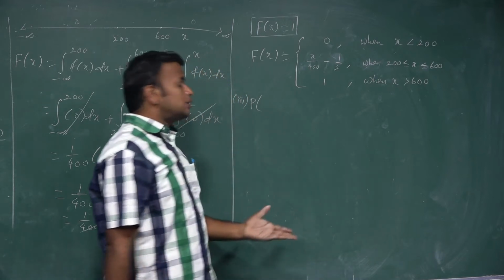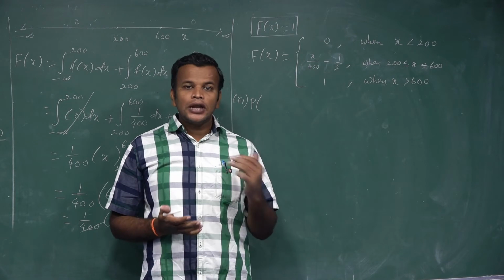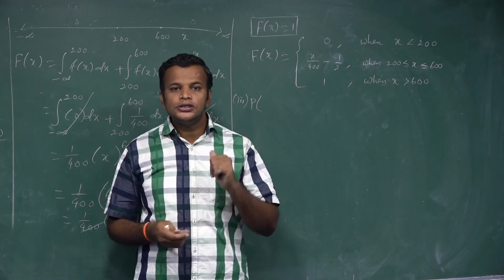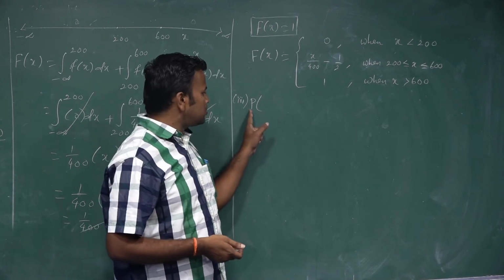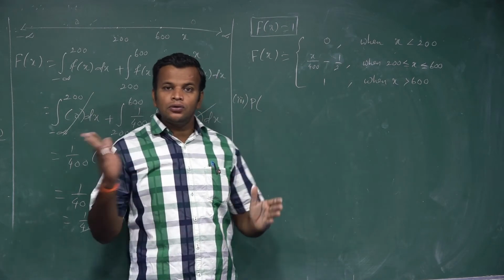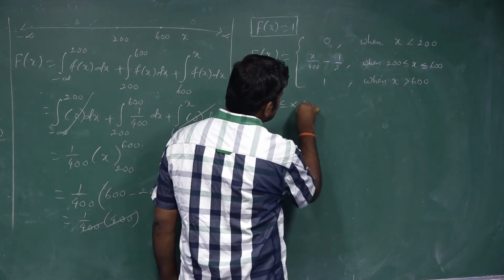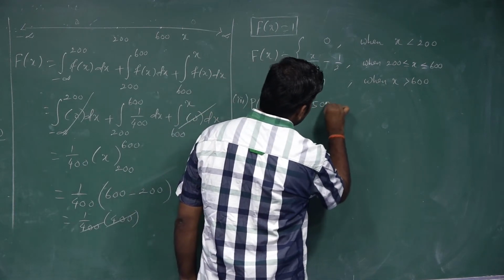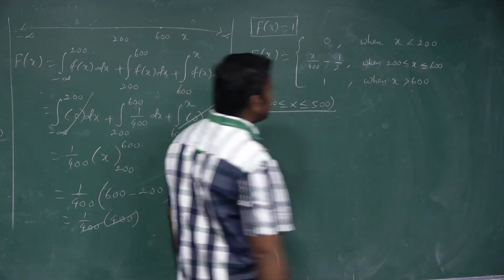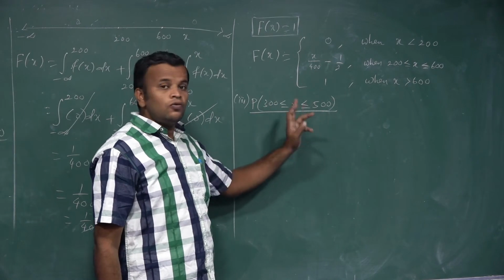I write in symbol. Suppose the daily production of milk lies between 300 to 500. What is the probability value? To find the probability P of the interval from 300 to 500, we write 300 less than or equal to X less than or equal to 500.